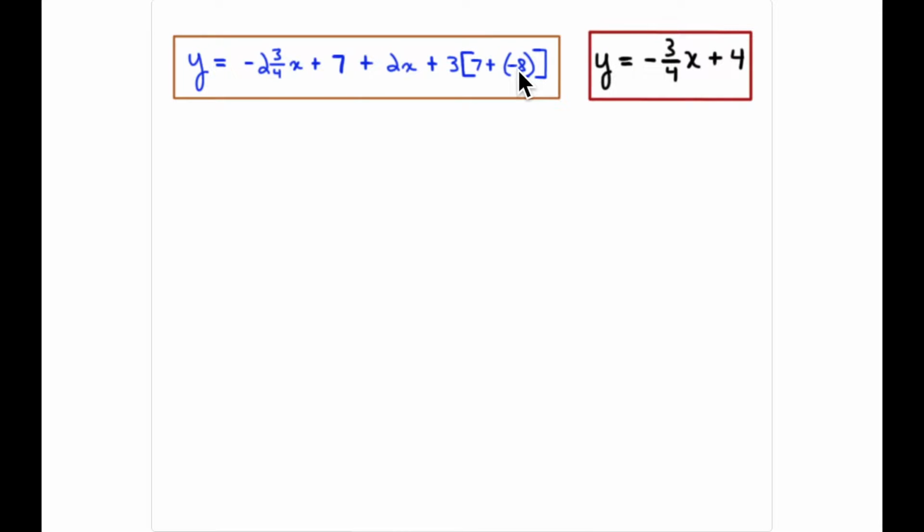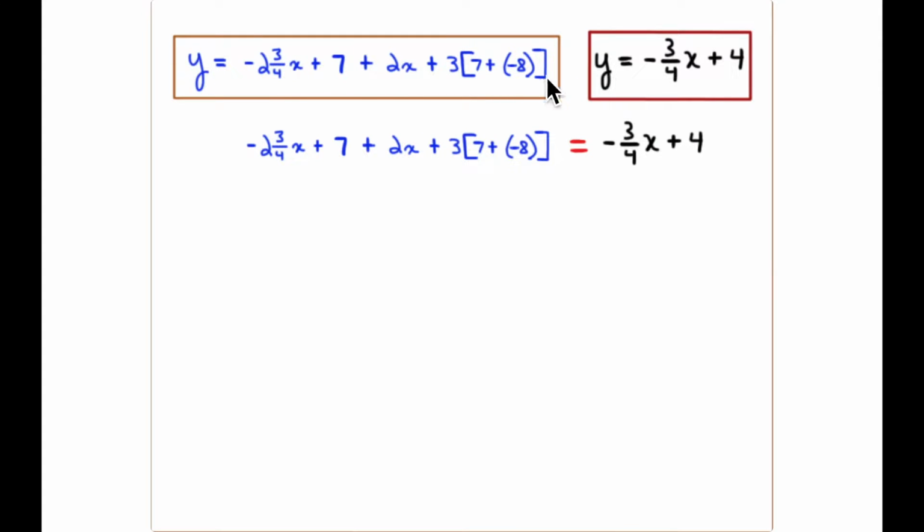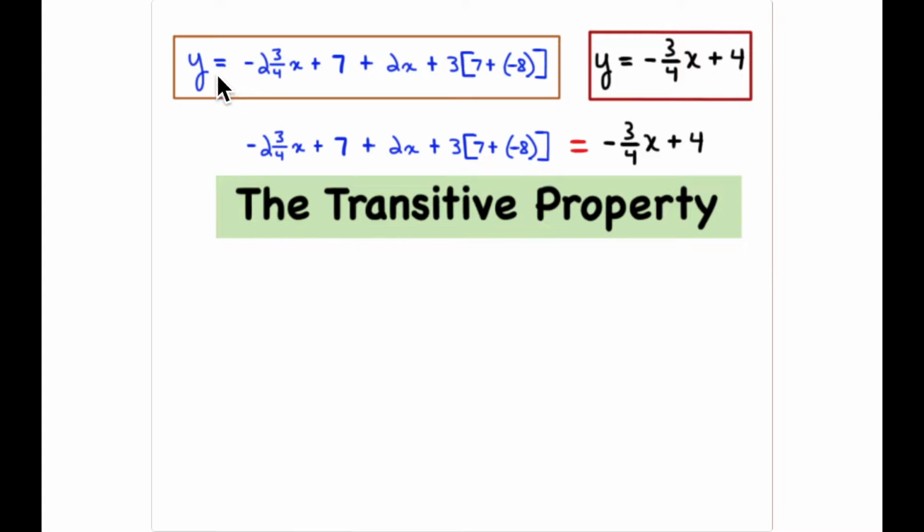expression right here. So the first step I'm going to take is I'm going to write these expressions equal to each other. This is using the transitive property. If y is equal to this expression and at the same time y is equal to this expression, then both of these expressions are equal to each other. And so now I can go through and use mathematical properties to simplify this expression on the left.